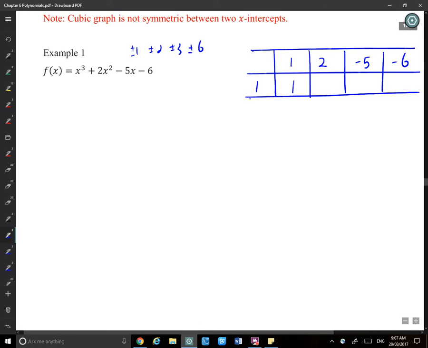1 times 1 is 1. 1 plus 2 is 3. 1 times 3 is 3. 3 minus 5, that's minus 2. But that one is not working because it's not a 0. So let's try minus 1.